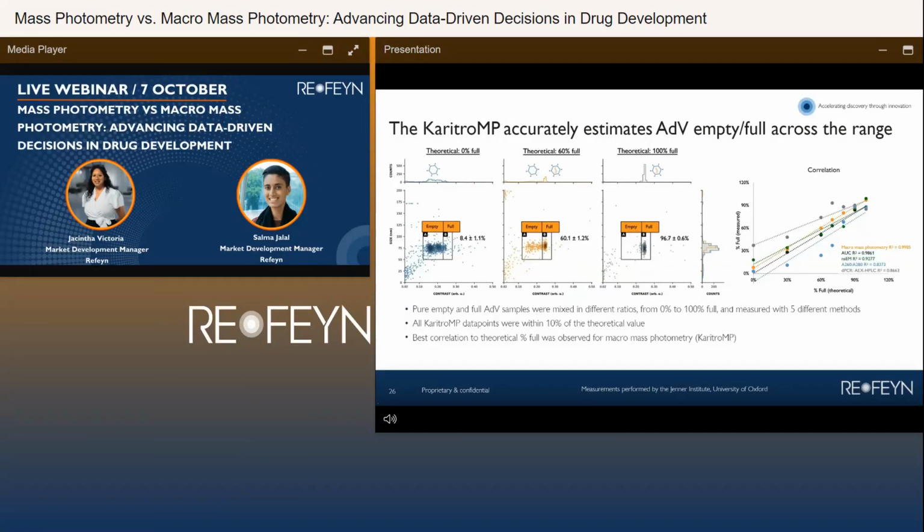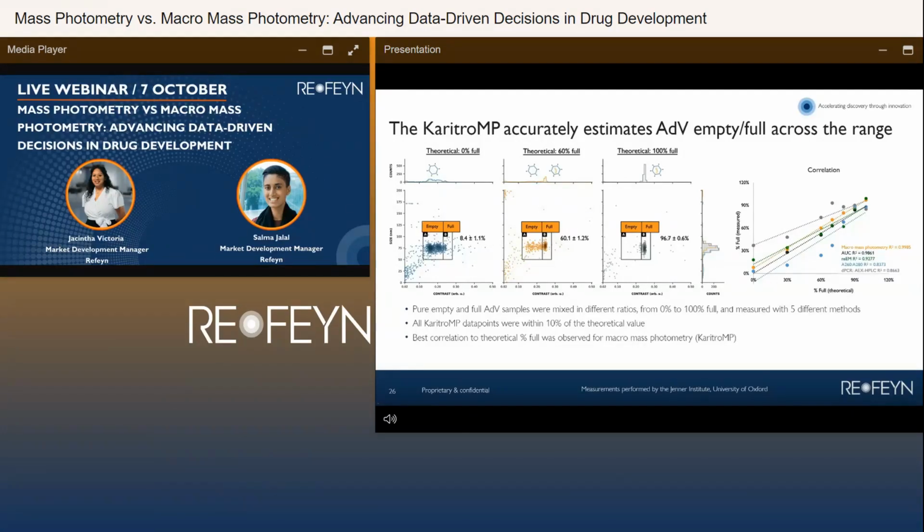So although we showed in the previous slide how Querétaro can be reliably used to measure the purity, as in the empty and full populations, in every adenoviral sample, we wanted to understand the reliability or accuracy of the measurement across the working range. So for this experiment, we took the empty and full adenoviral samples, and we mixed them in different ratios going from 0% full to 100% full. And these were measured not only on the macro mass photometry, which is the Querétaro, but we also wanted to compare it to the other orthogonal techniques that are currently used in the industry.